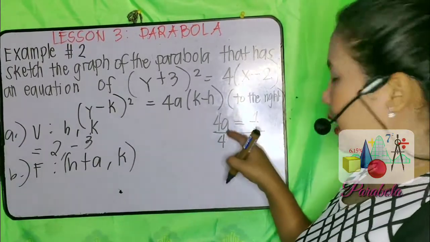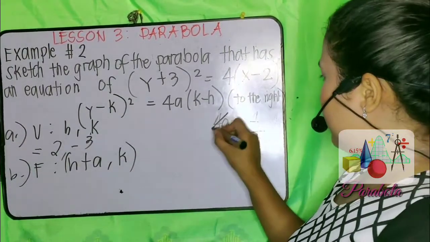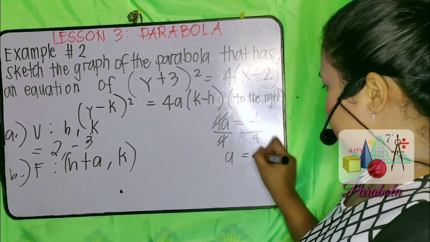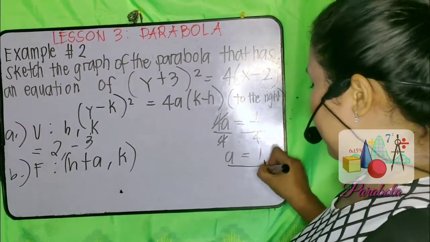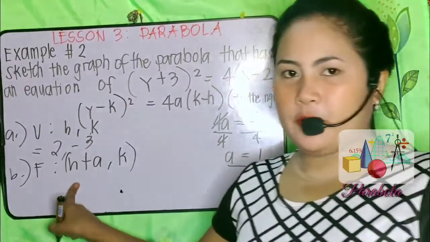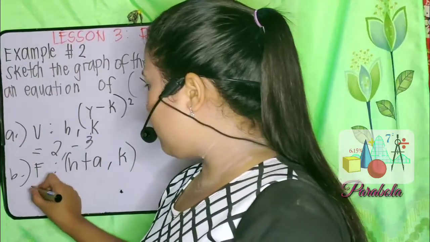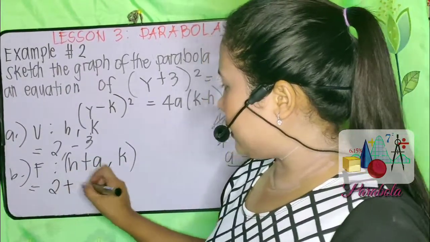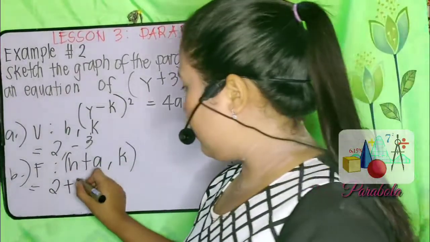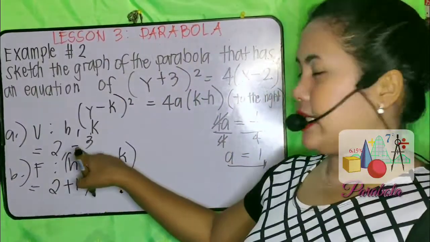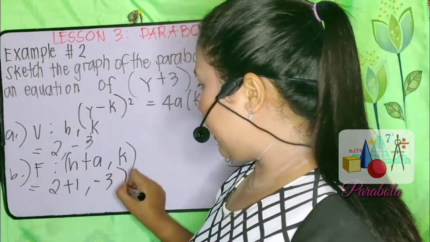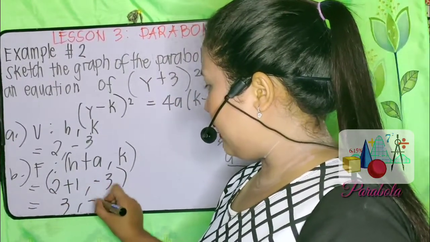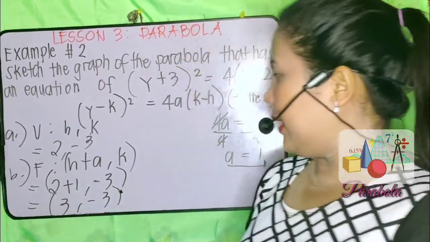Divide both sides by 4 so that the number beside a is removed. Then, cancel out. So, our value for a is 1. So, this is what we will use. Okay. Now we can find the value of the focus. So, our h is positive 2 plus our a, which is positive 1. And then, our k is negative 3. Then, simplify. 2 plus 1 is 3. Then, copy negative 3. So, this is our focus.